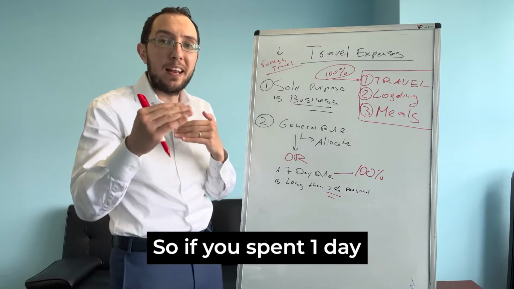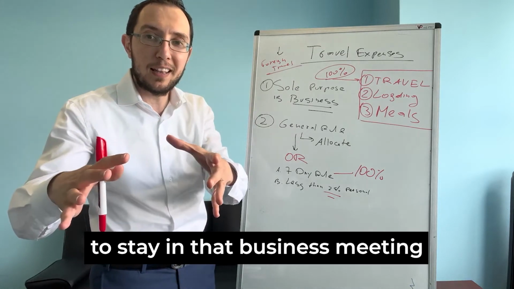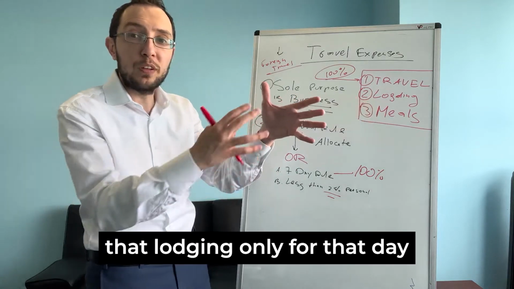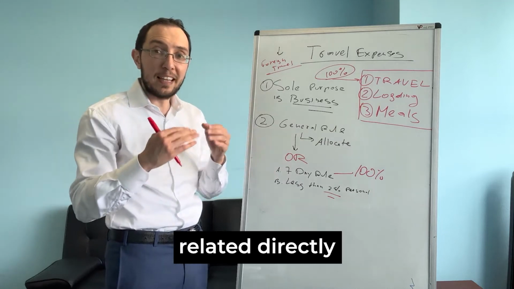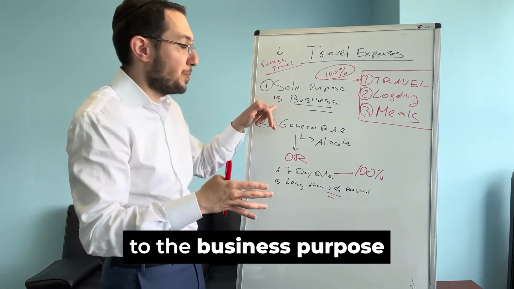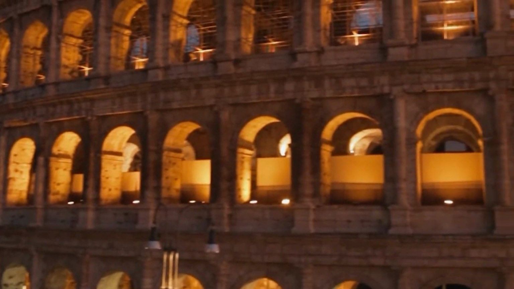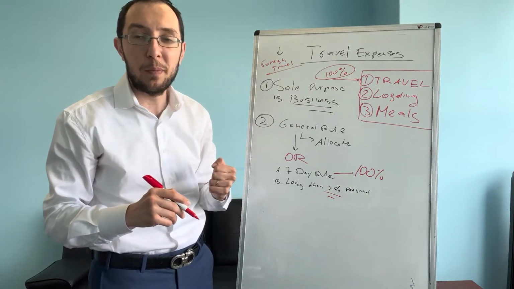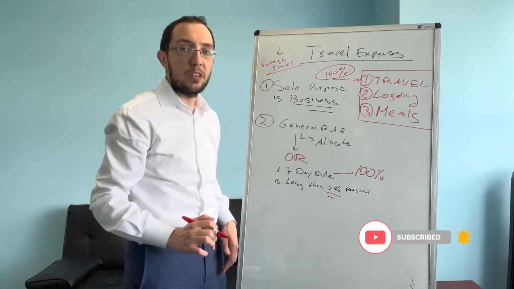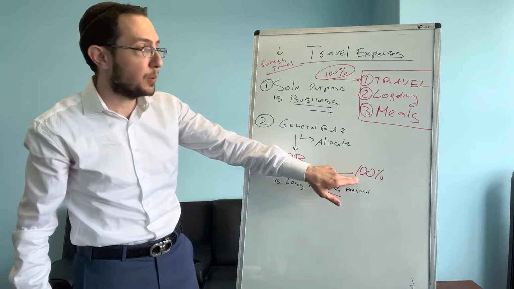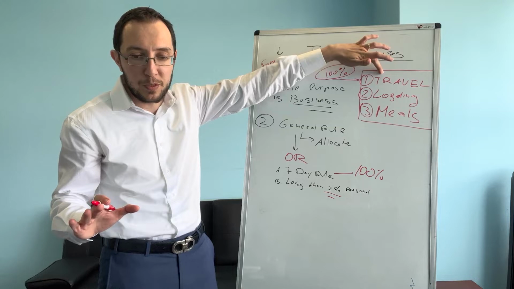So if you spent 1 day, you needed to be there overnight, you needed to travel and stay overnight for that business meeting, that lodging only for that day out of those 3 days will be deductible. Any meals related directly to the business purpose would be deductible, but not for the other 2 days that you spent sightseeing, spending money on a hotel, or going out to a restaurant. Those would not be deductible. What is 100% deductible, like we said, would be the travel expenses. Is everybody with me so far?